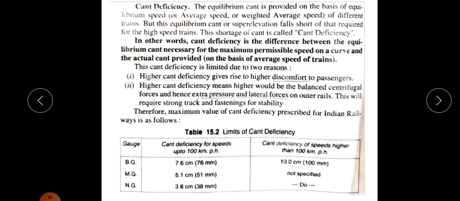Cant deficiency: the equilibrium cant is provided on the basis of equilibrium speed. That is, equilibrium cant e is equal to GV square by 127 R, and this cant is provided based on the equilibrium speed, or average speed, or weighted average speed of different trains. But this equilibrium cant, or equilibrium superelevation, falls short of that required for the high speed train. When the speed of the train increases, the provided cant becomes deficient, and that shortage of cant is known as cant deficiency. This occurs when the speed of the train is more than the equilibrium speed.